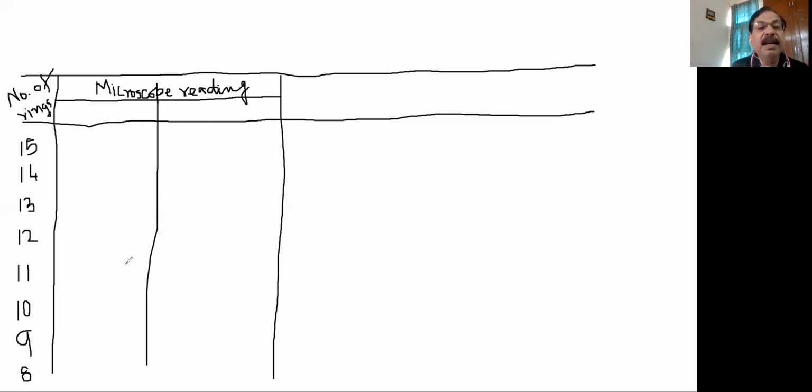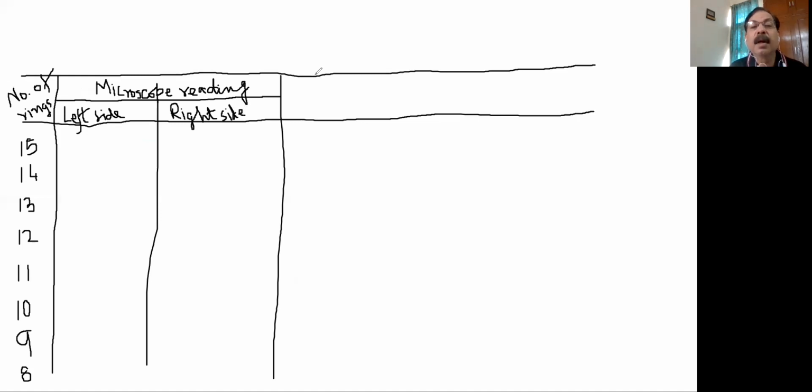Here you will write left side, left side, and here right side. It is very easy to calculate.